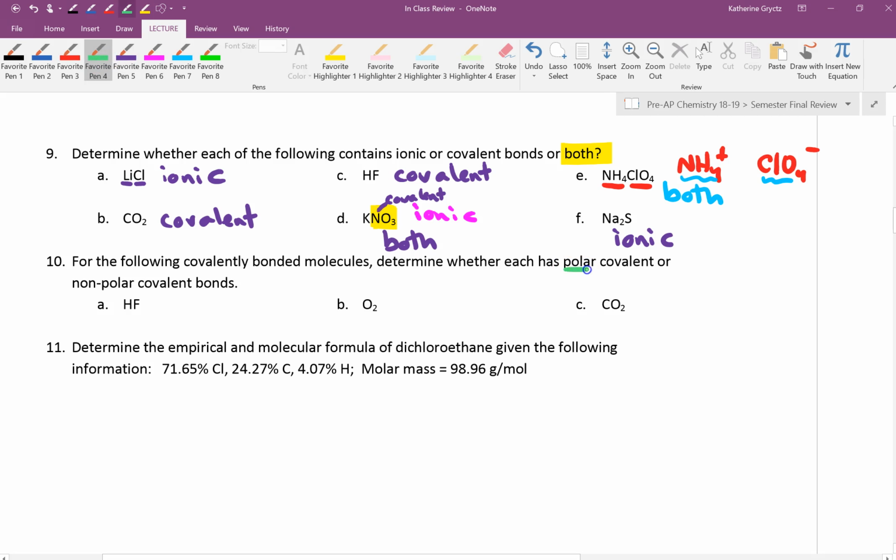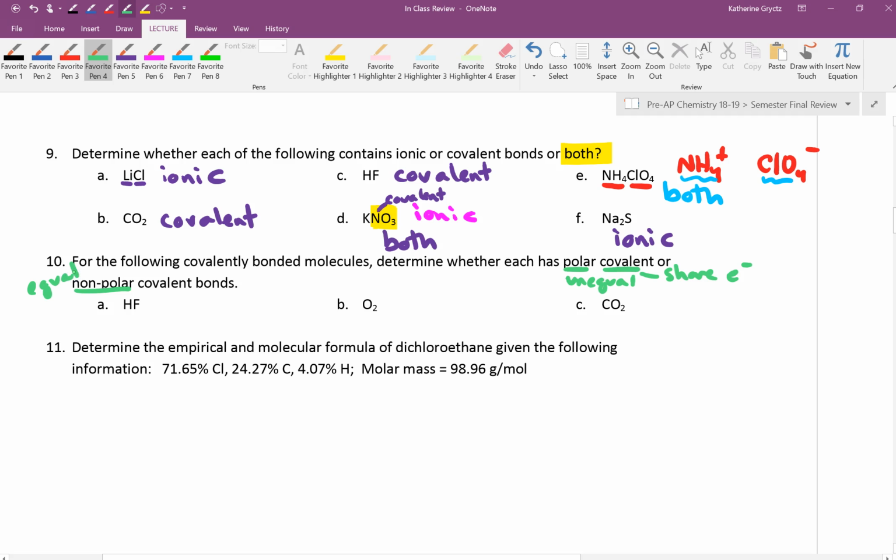Okay. Alright, so then last one on this thing is polar versus non-polar covalent bonds. So polar means that you're going to have opposite sides, essentially. So covalent meant that we're sharing electrons. Polar means it's unequal. One side has more electrons than the other. And non-polar means it's going to be equal sharing.